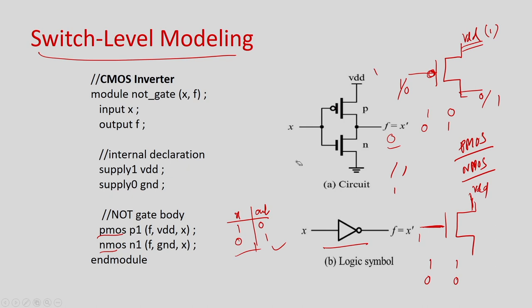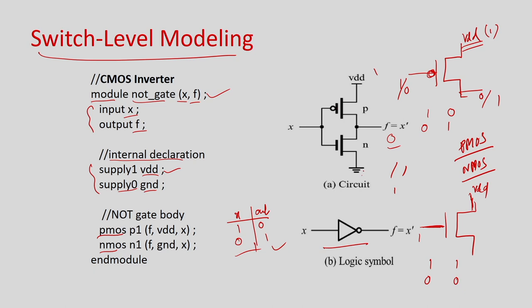You have to just make the connections. So, you declare a module which is a NOT gate, the input is X and output is F. I just declare the module and declare the types, defining what is input and what is output for this module. Then you need these two internal declarations, which are VDD and ground. This is also inbuilt in the language. So, you can just supply 1 as VDD and supply 0 as ground. So, it is basically supplying 0 or 1.